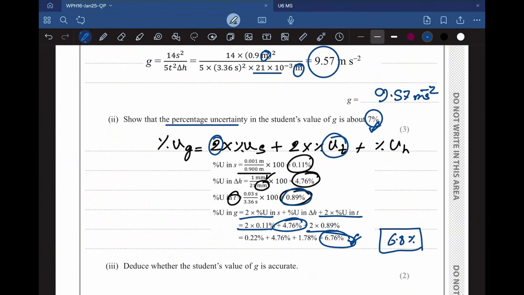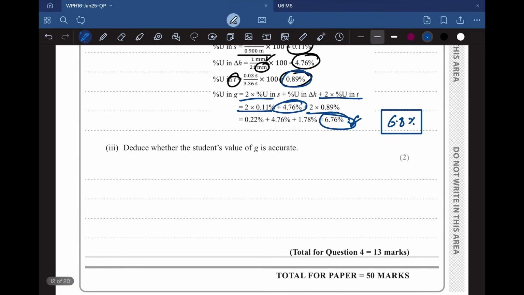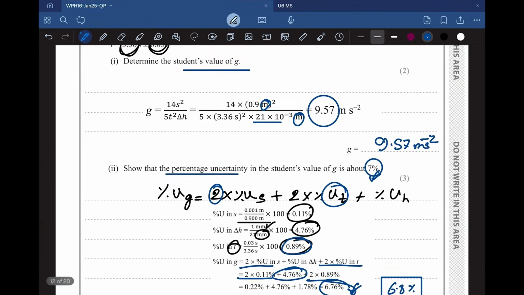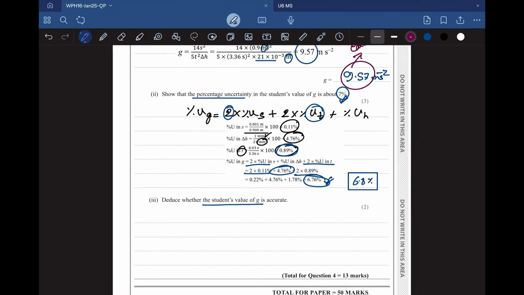It is always better to give your answer of percentage uncertainty in 2SF. I always recommend my students to give your percentage uncertainty answer in 2SF. Now the next part, the last part, says deduce whether the student's value of G is accurate. So the student's calculated value was 9.57, and we know the actual value of G is 9.81.